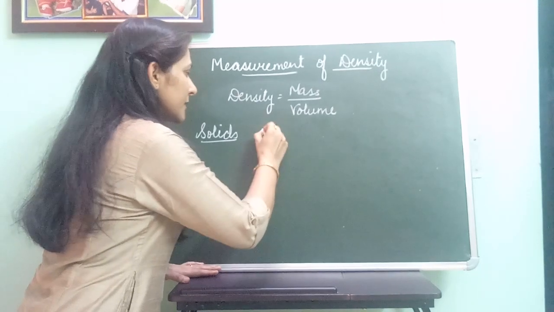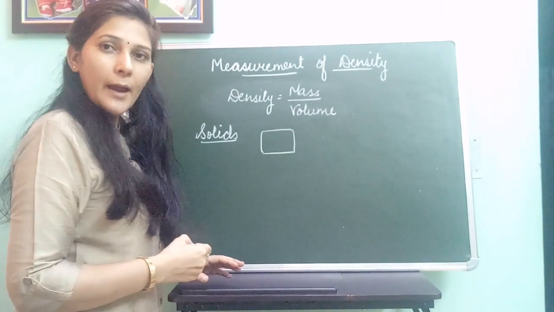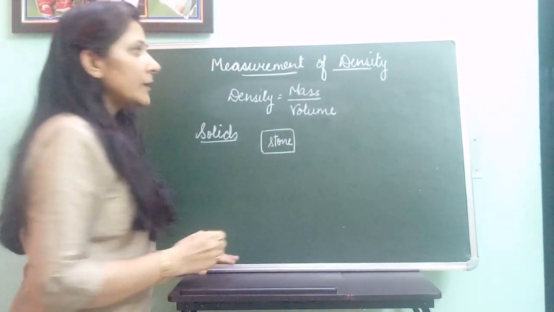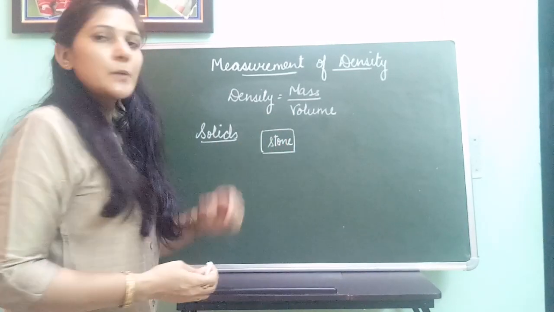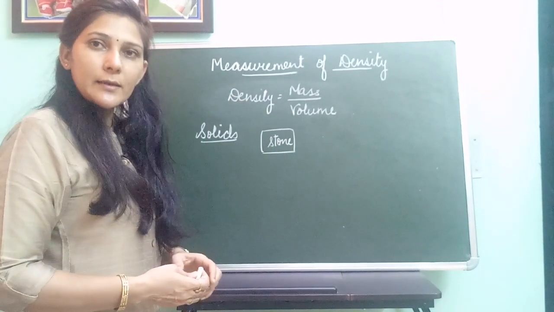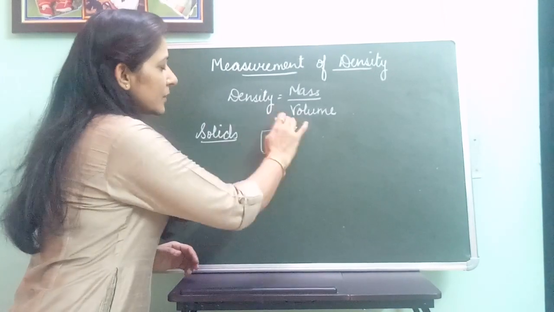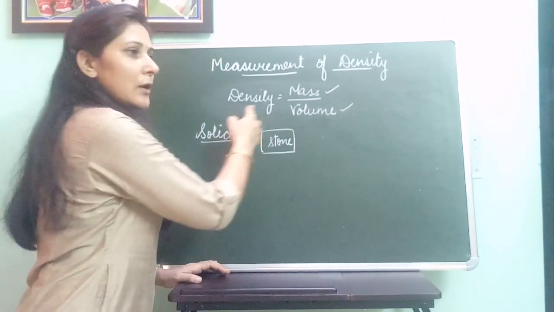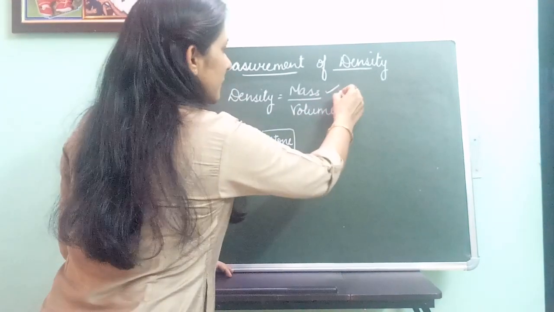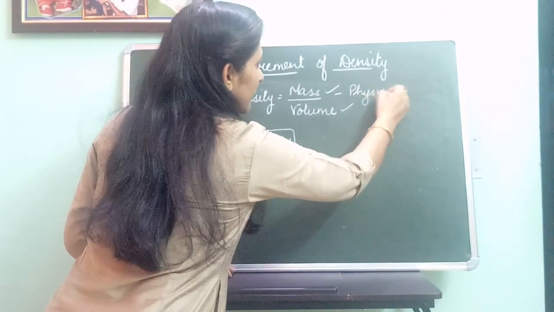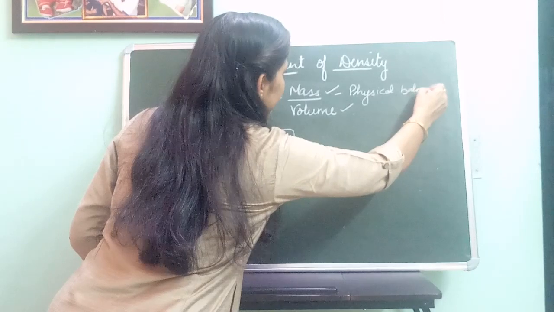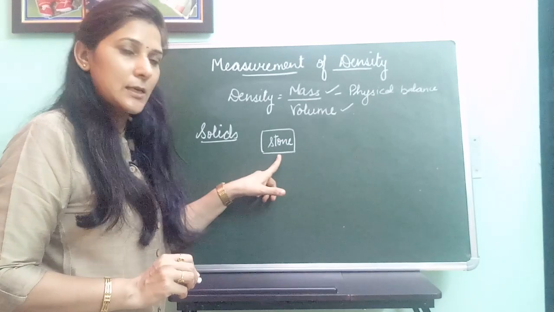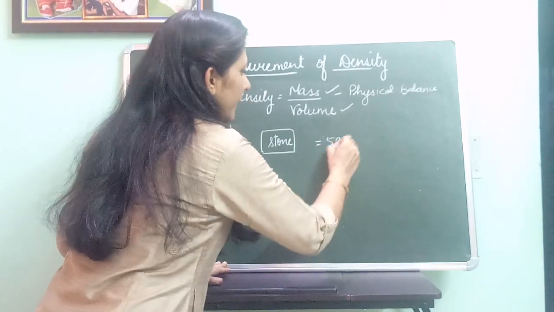Suppose this stone is given to me and you ask me to find out the density of the stone. This is a stone piece. So how can I measure the density of this piece of stone? By using this formula I can calculate the density very easily. From this formula I know that I need the mass of the stone and the volume of the stone. Mass I can easily measure with the help of a physical balance and standard weights. Say that is 5 grams when I measured it.